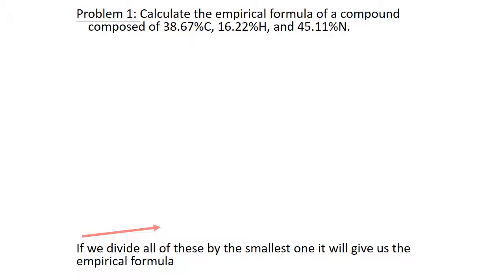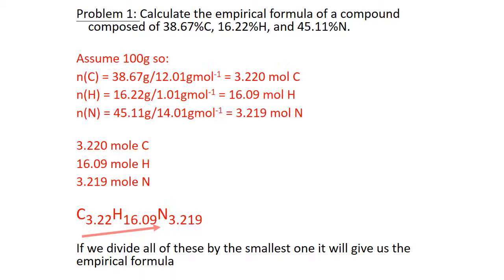The first problem is: calculate the empirical formula of the compound composed of 38.67% carbon, 16.22% hydrogen, and 45.11% nitrogen. So again, pause the video, see if you can work it out first, and then we'll go through it together. Okay, welcome back. So this is how we do it.